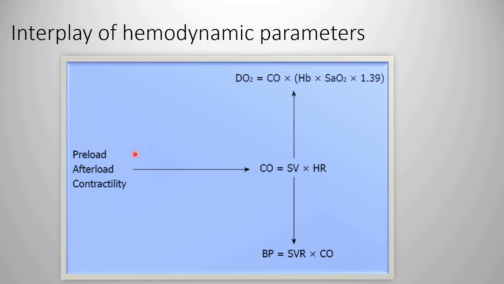And diastolic stretch increases the contraction. That's why we give bolus. When we give bolus, you increase the stretch. If you increase end diastolic volume, your end systolic volume also increases and the stroke volume increases.